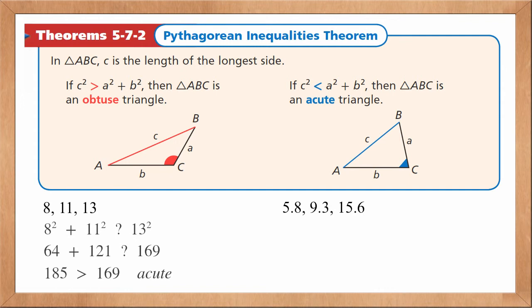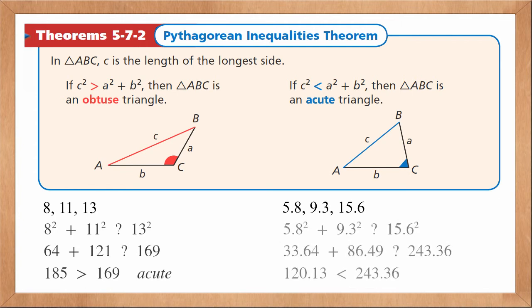So that means that the sum of the two legs squared turned out to be larger. So the square of the hypotenuse was less, which means we're dealing with the second part that's in blue for this inequality theorem. We're dealing with an acute triangle here because the sum of the squares of the legs, this is why I like to use leg 1, leg 2, and hypotenuse instead of A, B, and C, because the sum of the squares of the legs is greater than the largest side squared. Okay, let's look at 5.8, 9.3, and 15.6.